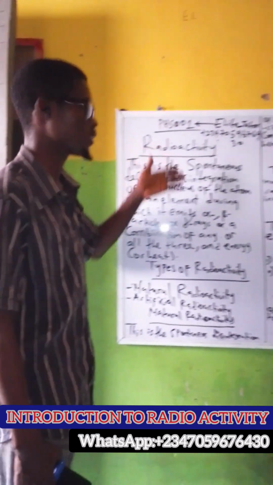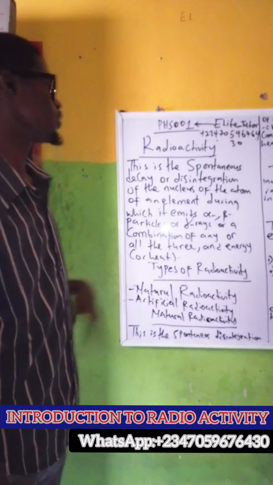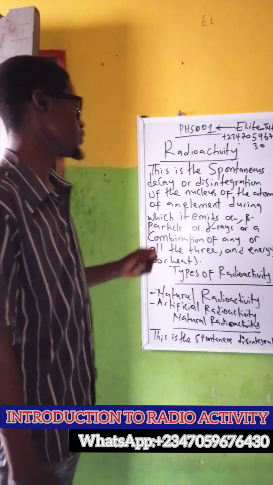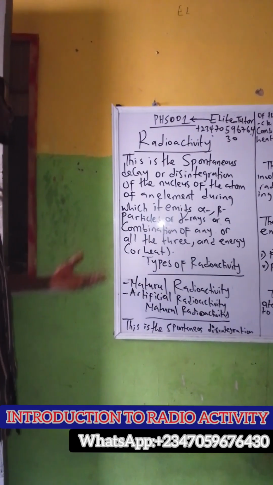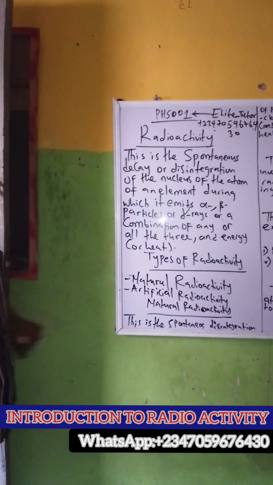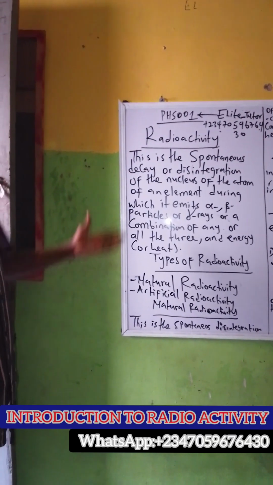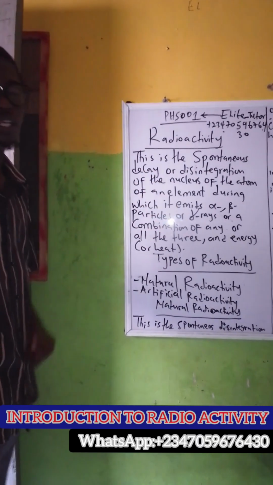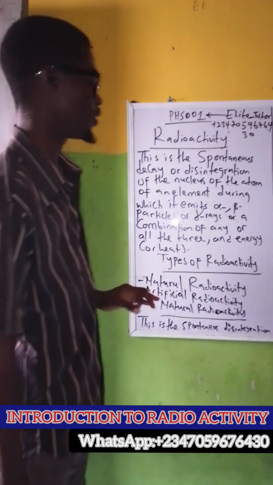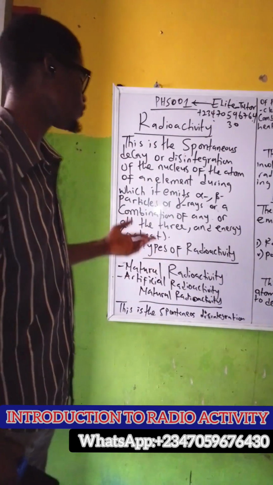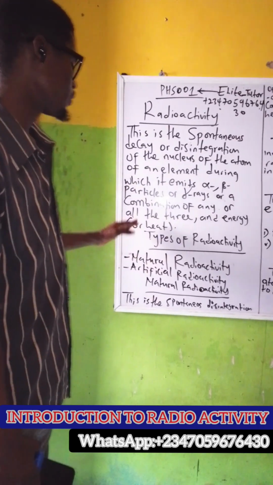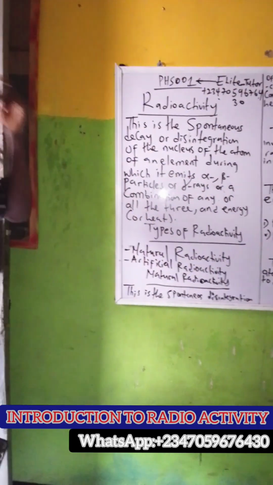Here we have radioactivity. So what is radioactivity? Radioactivity is the spontaneous decay or disintegration of the nucleus of the atom of an element, during which it emits alpha, beta particles and gamma rays, or a combination of all these three, energy or heat. You understand?